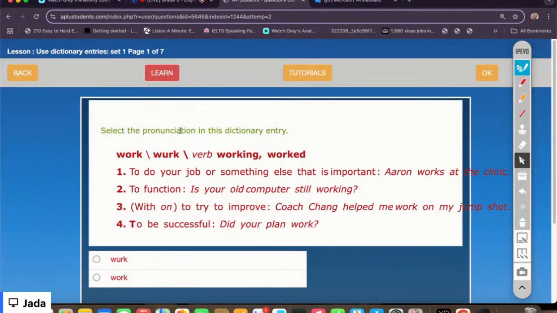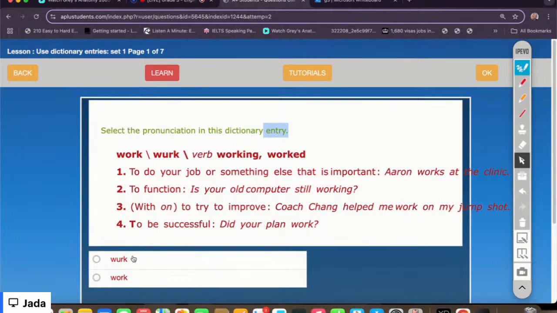All right, so we have selected pronunciation in this dictionary entry. We have work, work, working, and worked. So we have three explanations and definitions here. To do your job or something else that is important: Aaron works at the clinic. To function: is your old computer still working? Then, work on, to try to improve: Coach Chang helped me work on my jump shot. To be successful: did your plan work?